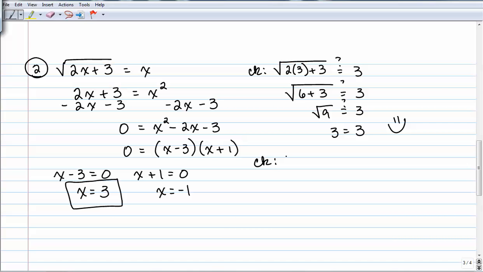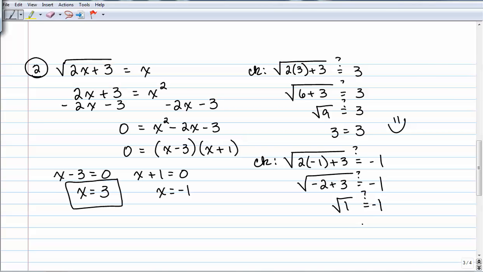Now let's try our second answer, x equals negative 1. And plug in negative 1 for x. So is the square root of 2 times negative 1 plus 3 equal to negative 1? Is the square root of negative 2 plus 3 equal to negative 1? Is the square root of 1 equal to negative 1? No, it is not. 1 is not equal to negative 1. So x equals negative 1 as an answer does not work. So this radical equation has only one answer, x equals 3.